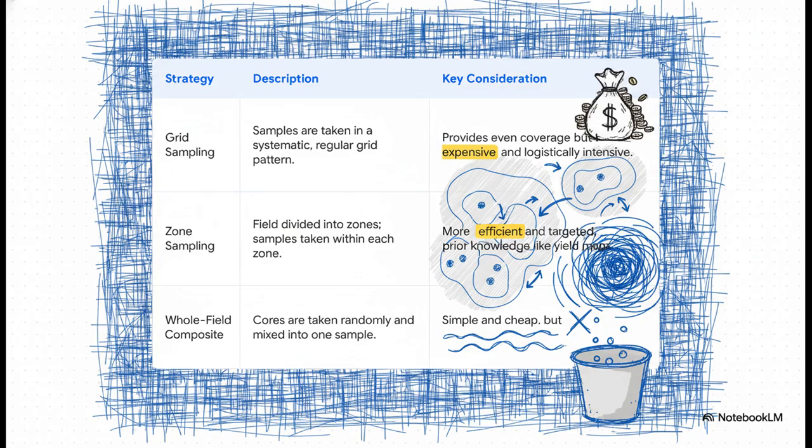On one hand, you've got grid sampling. It's super thorough, gives you even coverage, but wow, it is expensive and a ton of work. On the complete other end of the spectrum is the old whole field composite. Yeah, it's cheap and easy, but it totally ignores all that variability we just talked about. It averages everything out to meaninglessness. For a lot of people, the sweet spot, the real winner, is zone sampling. It's just smarter. It's targeted, efficient, and uses data to get the job done right.